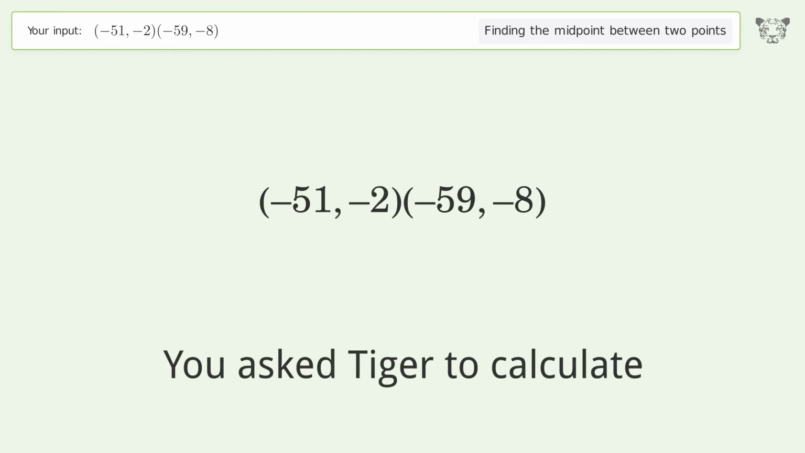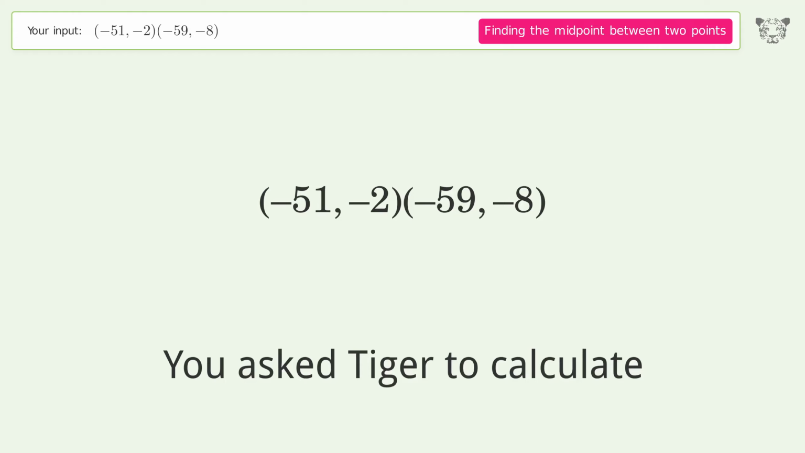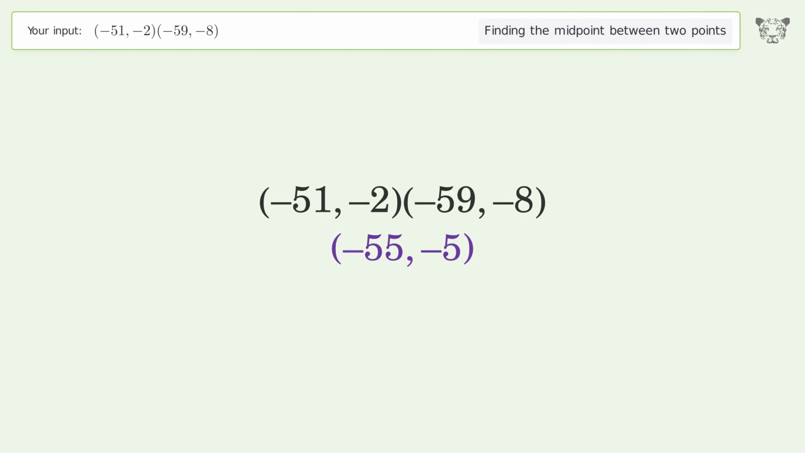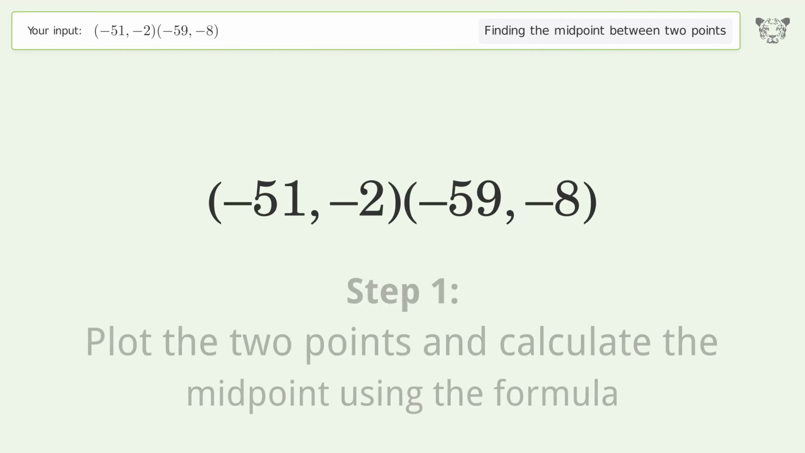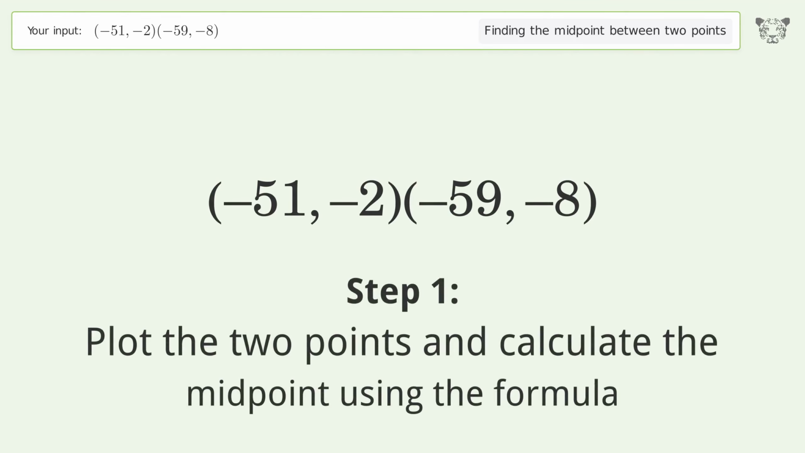You ask Tiger to calculate. This deals with finding the midpoint between 2 points. The midpoint between the 2 points is -55, -5. Let's solve it step by step. Plot the 2 points and calculate the midpoint using the formula.